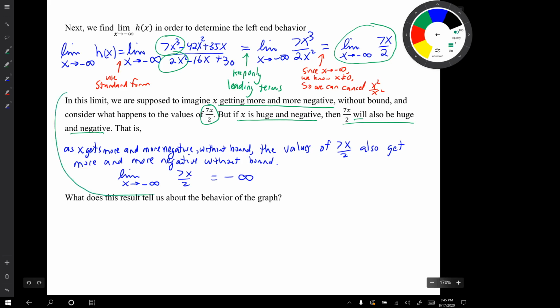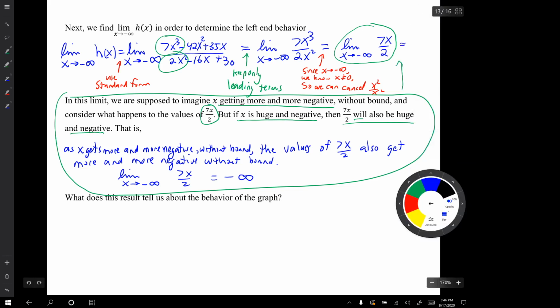So this whole paragraph is our reasoning behind putting a negative infinity for this limit. What does this tell us about the behavior of the graph? Well, since the limit as x goes to negative infinity of h of x is negative infinity, that tells us that the left end of the graph goes down.